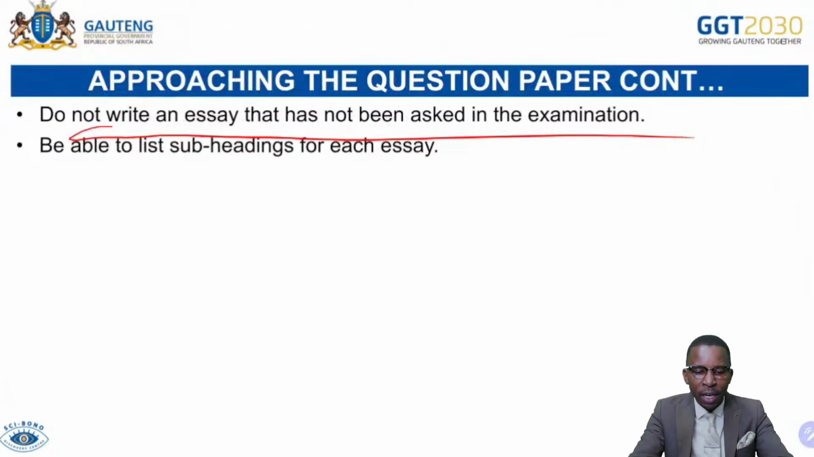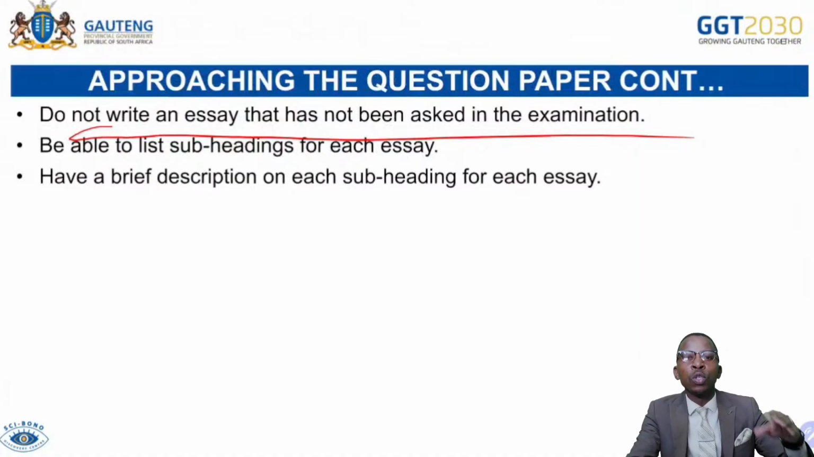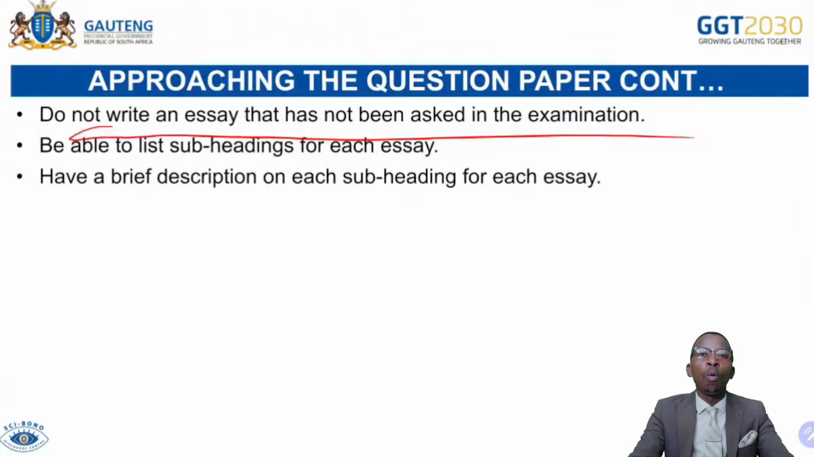Be able to list subheadings for each essay. It is important that you can list subheadings. Then after that, you can fill in information, because if you cannot even list subheadings, that means you don't know what you are doing, especially with that particular essay. Have a brief description for each subheading of each essay. If you are given an essay, you have those subheadings, and you need to give information on each subheading so that you can score marks.